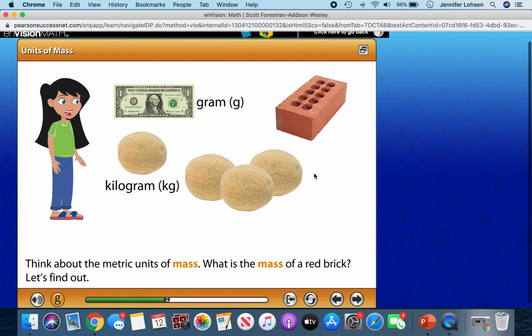Okay, so if I was holding that cantaloupe, I can hold it. It's not that heavy. I could hold it for a while. But if I was holding it for 2 hours, 3 hours, after a while, my arms are going to be really, really, really tired. Okay.